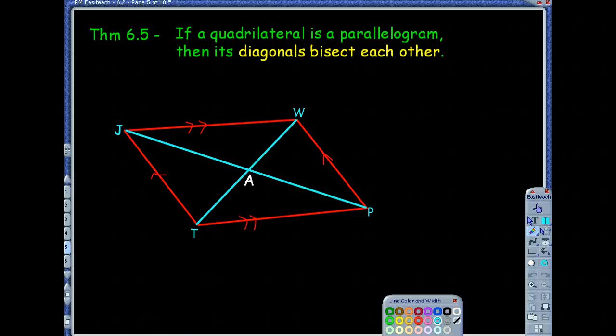Again, the whole idea of all of these, we've got to have a parallelogram to start. The diagonals, which we talked about the other day too, go not to a consecutive vertex, but to a non-consecutive vertex. These diagonals are going to bisect each other. Now, what does it mean if they bisect each other? That means you have some congruent stuff.